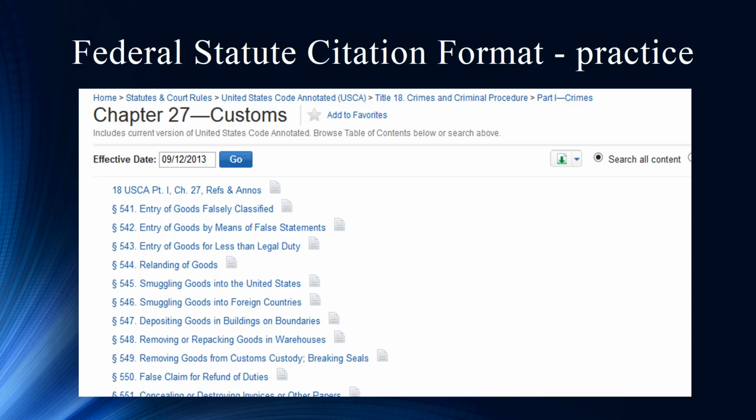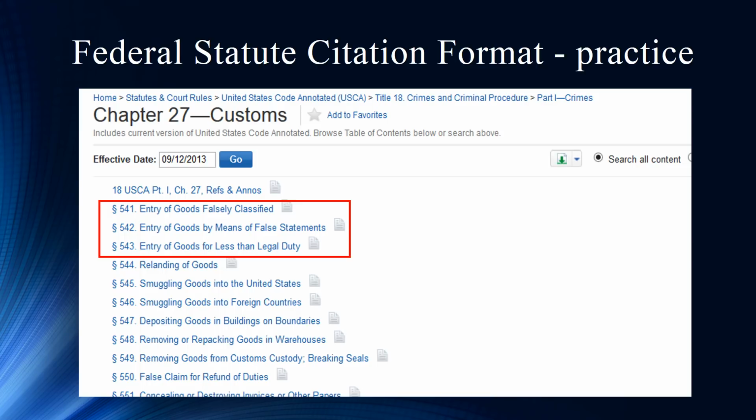Take a look at this example. Say I'm writing a legal document about customs and I am limiting the topic to the entry of goods. From the screenshot, you can see that there are three statutes that deal with the entry of goods, sections 541, 542, and 543. Now to cite to those, check Rule 12.1 of your Blue Book for the United States Code annotated.